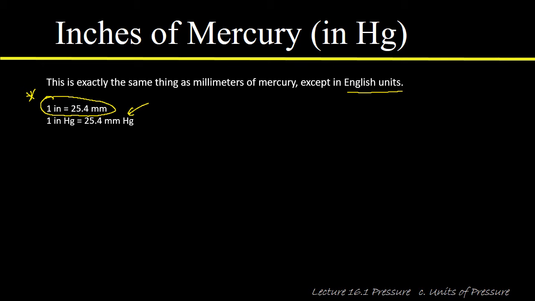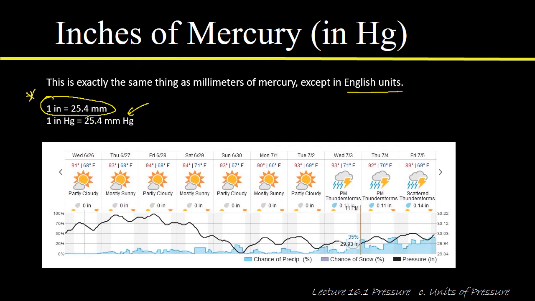Now, where you'll see this, inches of mercury, we don't really use this in chemistry very often, but you will see this a lot in weather forecasting. Pressure is used a lot in weather forecasting. This is a little graph that came from a weather site. We're looking at the weather in Lynchburg from last week, and you can see the predicted weather up here in this top row. In this bottom row, it's showing two things.